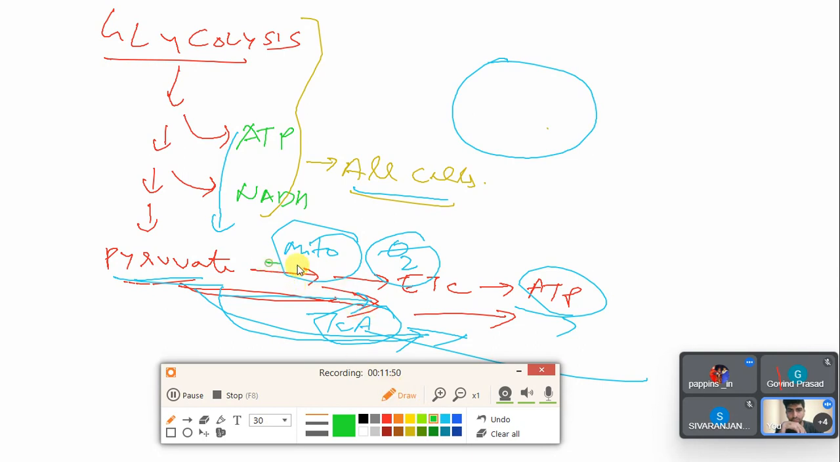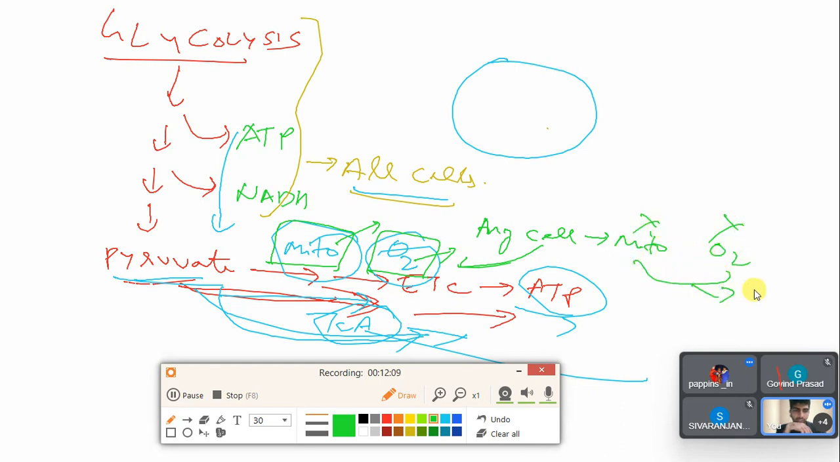See, the clue is here: mitochondria and oxygen. So now you guys have to think: is there any cell where either oxygen is absent or mitochondria is absent, or both of them are not present? Is there any cell in our body?